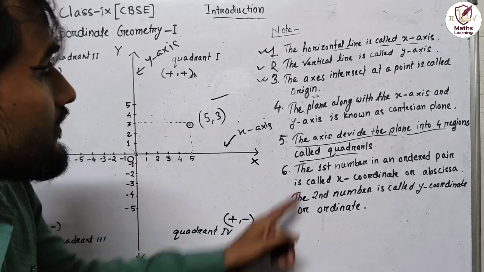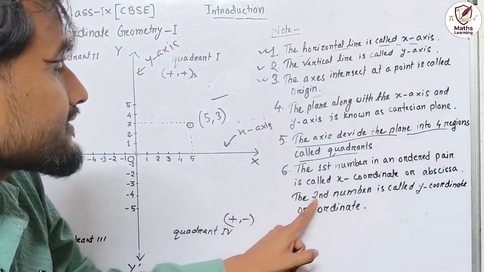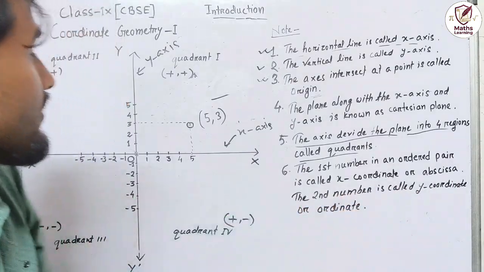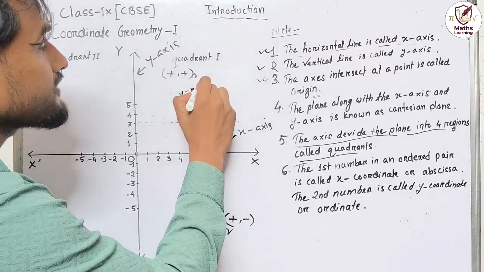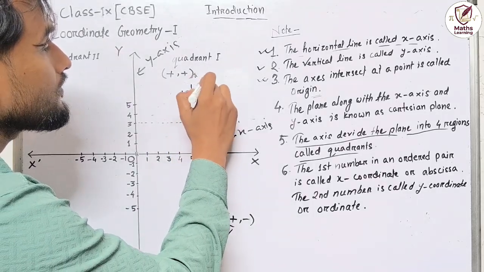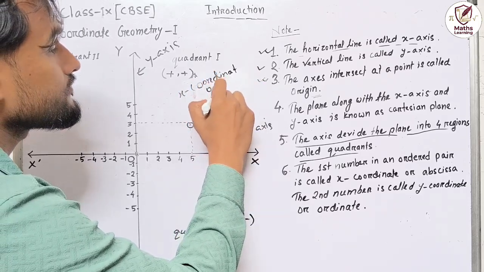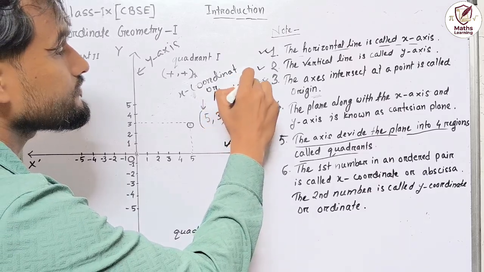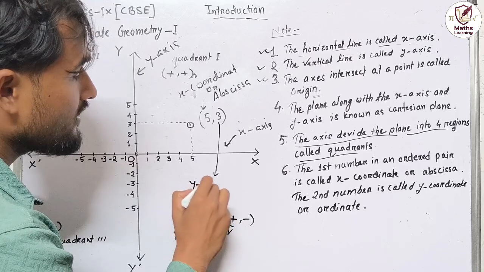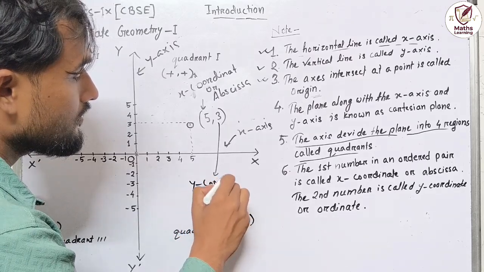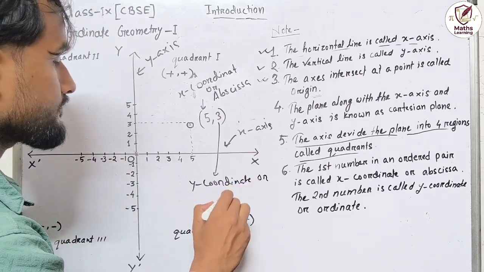Here we have already written, and see, the first number in an ordered pair is called the x coordinate or abscissa, and the second number is called the y coordinate or ordinate. Here 5 will be the x coordinate or abscissa, and secondly 3 will be the y coordinate or ordinate.